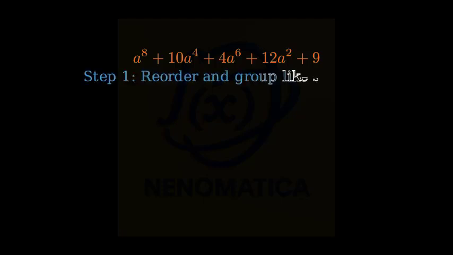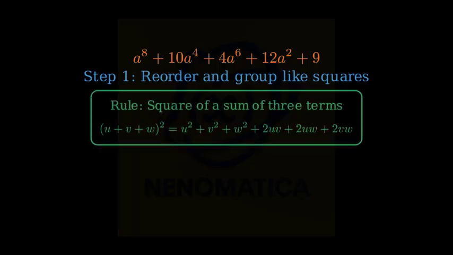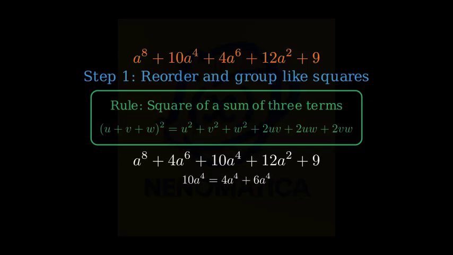We'll follow the rule for the square of a sum of 3 terms, which states that u plus v plus w all squared equals u squared plus v squared plus w squared, plus 2 times u times v, plus 2 times u times w, plus 2 times v times w. Now, let's reorder our original expression to match this pattern. However, we need to adjust the coefficient of a to the power 4. We currently have 10a to the power 4, but we need to split this as 4a to the power 4 plus 6a to the power 4. This will help us match the pattern of a perfect square trinomial.